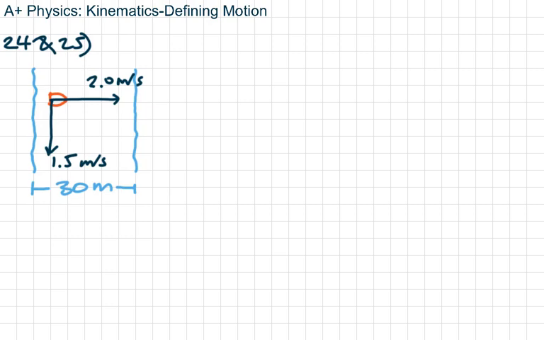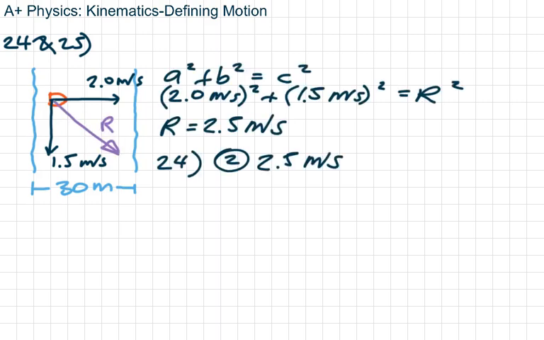So first it wants to know the resultant velocity. We have two vectors at right angles. I can use Pythagorean theorem to figure that out. So there's the answer to 24. It's choice 2, 2.5 meters per second.